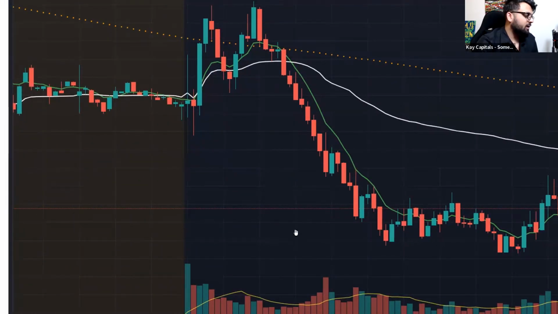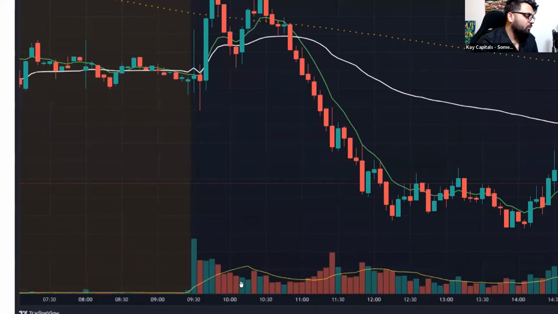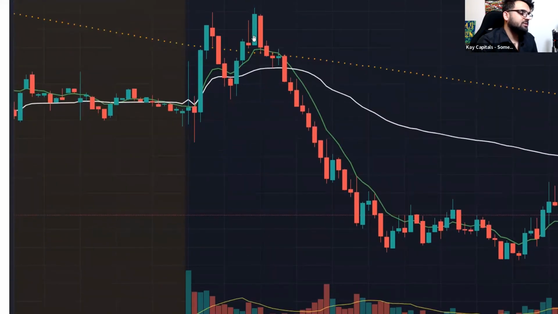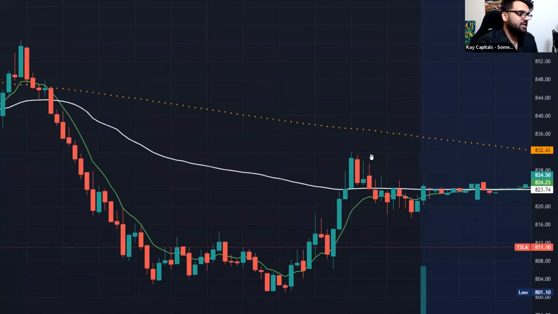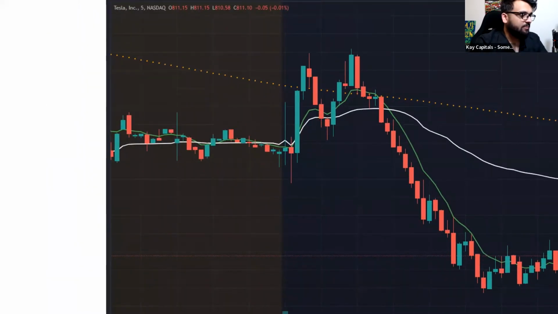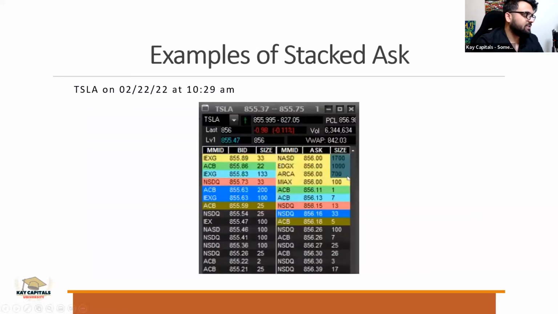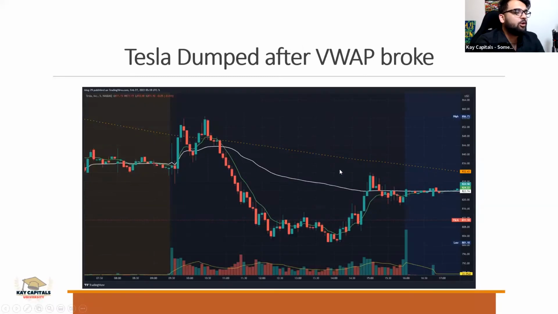Look at this, man. It hurts my eyes to even see this. There's no volume at all, even though we're breaking the highs. And now we know 856 had a stacked ask as well. You see this level 2? 856 had a stacked ask as well. Now, what do we know? We know that if it broke 856 to the upside and failed, I'm jumping into puts, right?